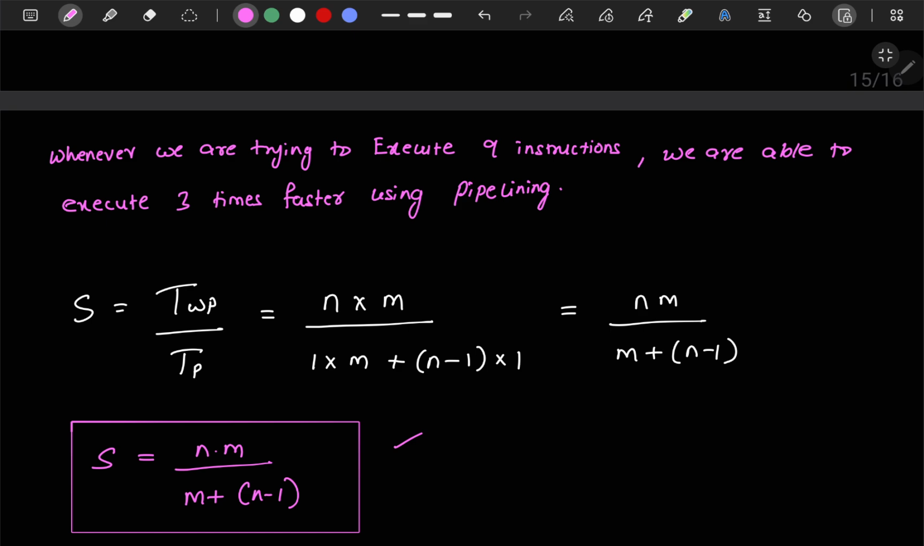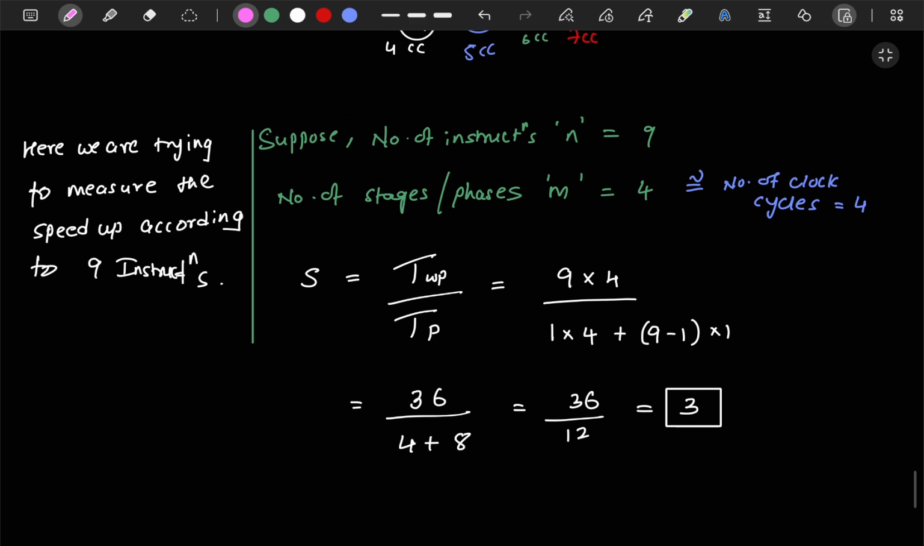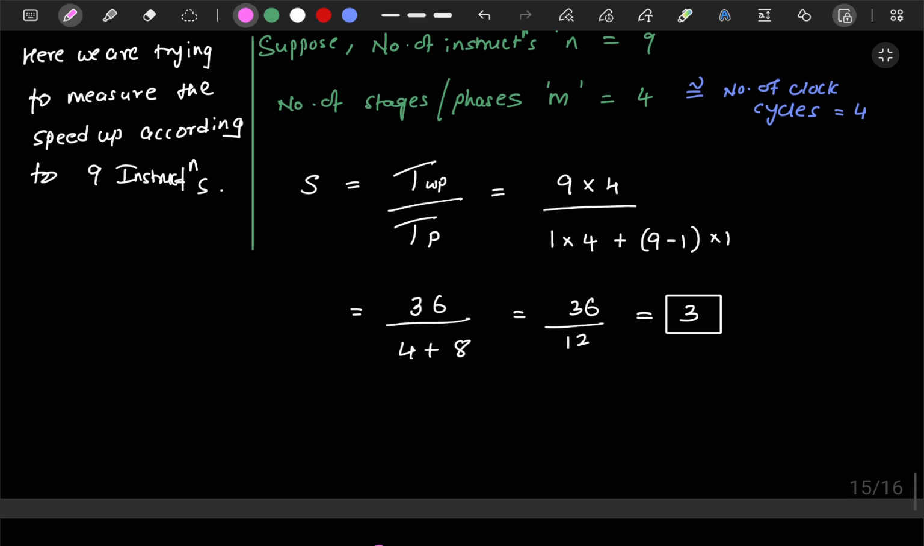Okay, fine. I hope you understood all these numericals and everything. Now we will further analyze the speed up in our next lecture also.